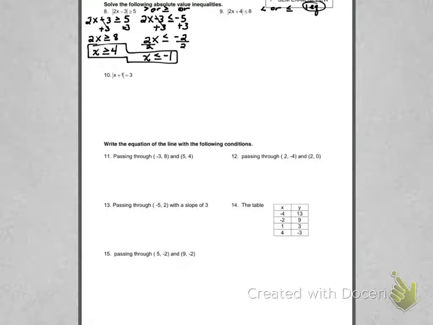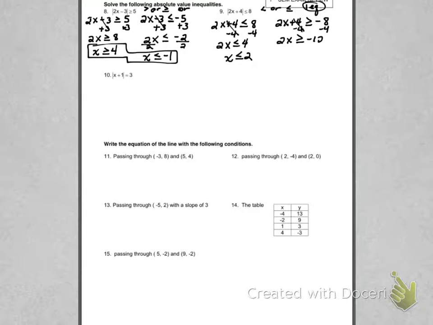So we're going to set this up. 2x plus 4 is less than or equal to 8, and 2x plus 4 is greater than or equal to negative 8. Again, turn the sign around and make the answer negative. Subtract 4. So 2x is less than or equal to 4. Dividing by 2, x is less than or equal to 2. Subtracting 4, 2x is greater than or equal to negative 12. When I divide by 2, x is greater than or equal to negative 6.